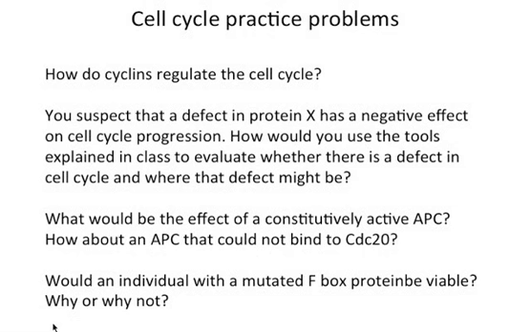How would you use the tools explained in class to evaluate whether there's a defect in cell cycle and where that defect might be? And we talked a little bit about that. To do this kind of question, you really need to understand the methods we talked about early on in this section. I think that was lectures one or two, where we talked about PI staining, and BrdU.